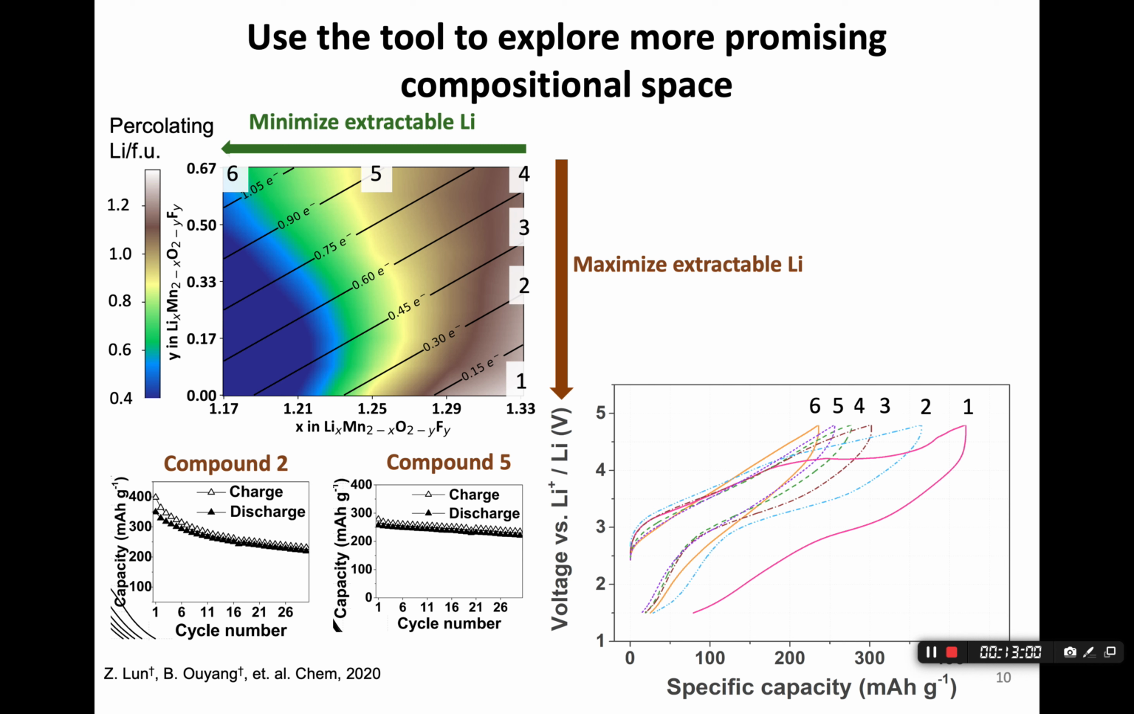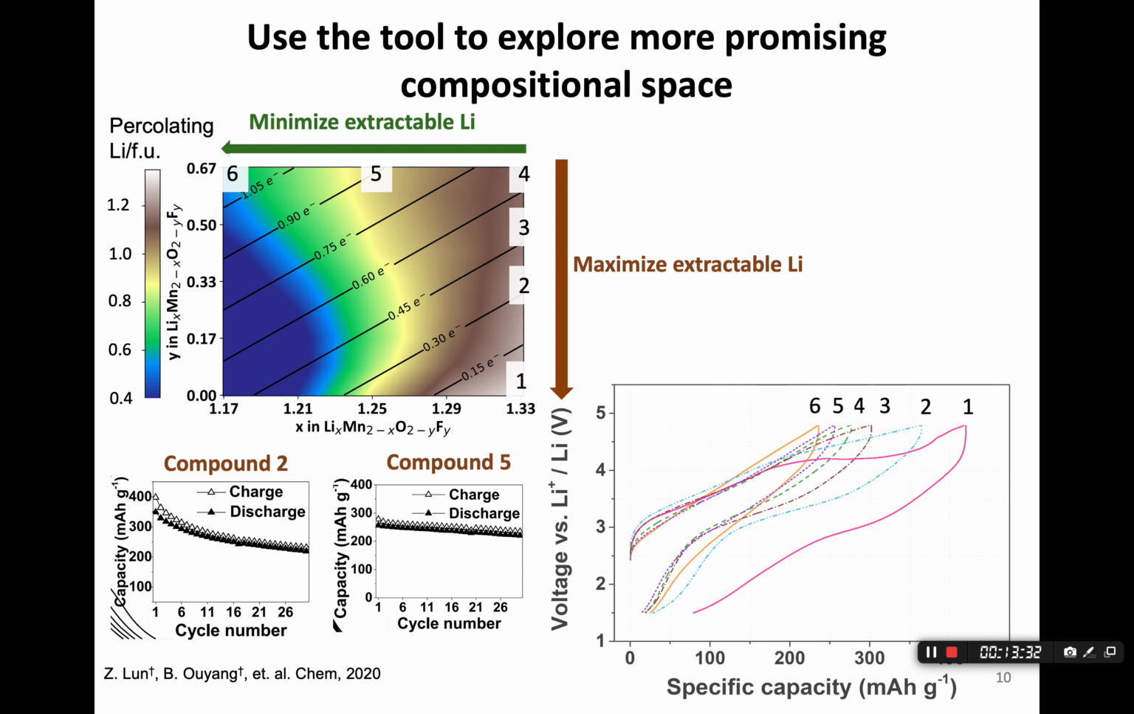So here I give an example as the experimental retention comparison between compound 2 and compound 5. Even though compound 2 starts with a very high capacity, it decays very fast because of the lack of electron capacities. And as for compound 5, even though it has relatively less capacity, the retention turns out to be very good compared with compound 2.